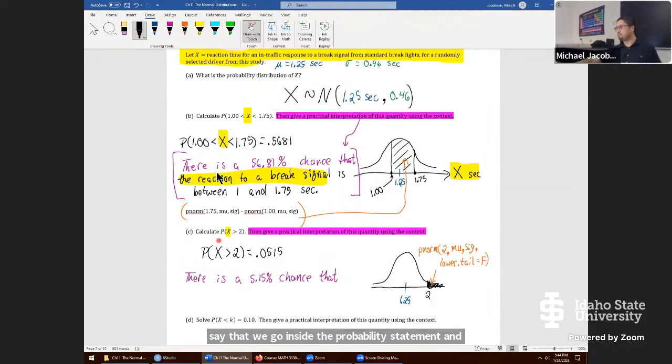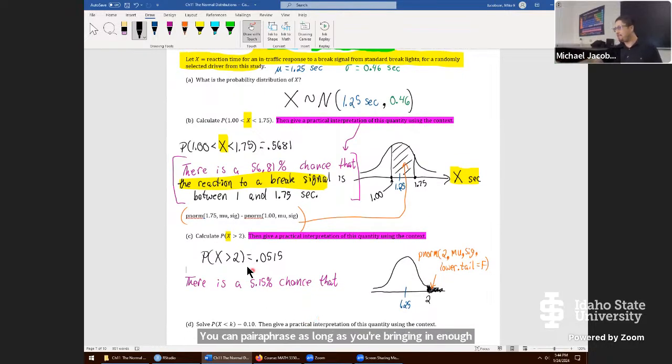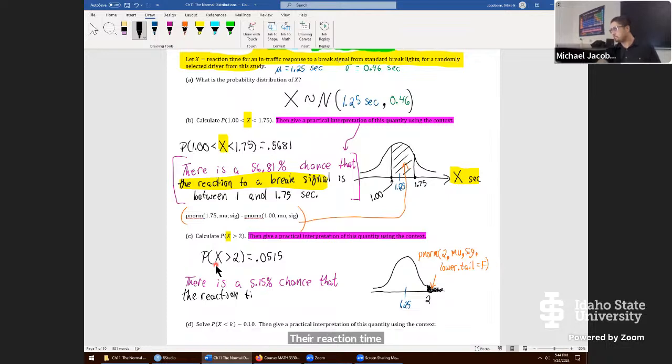You have to recall what X was. It's the reaction time to a brake signal. And you don't have to write out all of that. You can paraphrase as long as you're bringing in enough context so the sentence here would make sense. So we'll say here, there's a 5.15% chance that, pausing on X, their reaction time to a brake signal... Then over here, we can say takes more than 2 seconds.